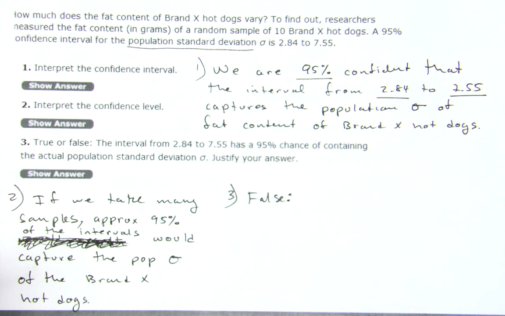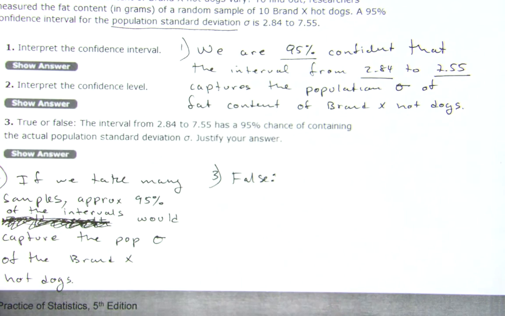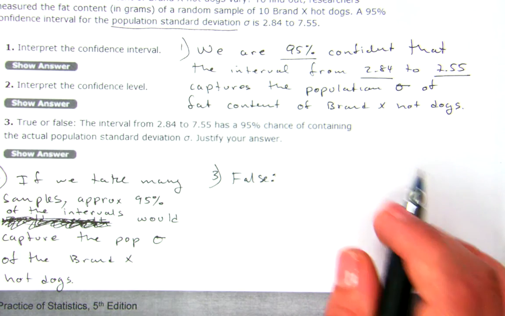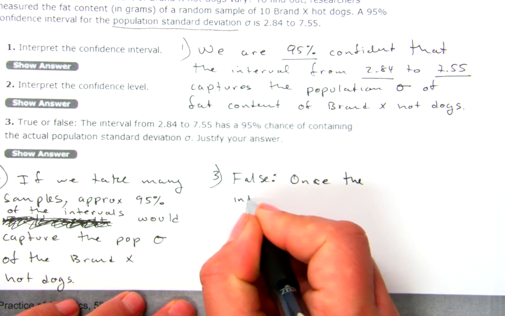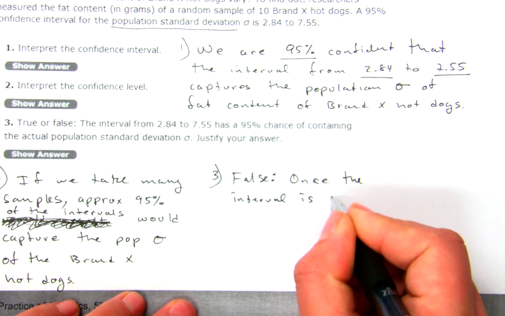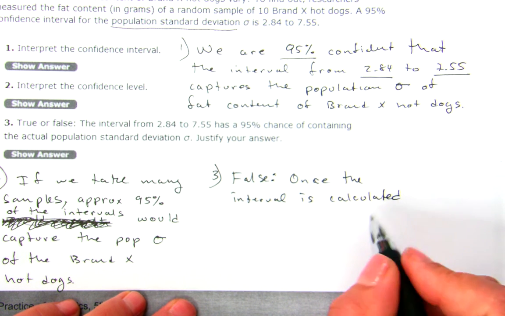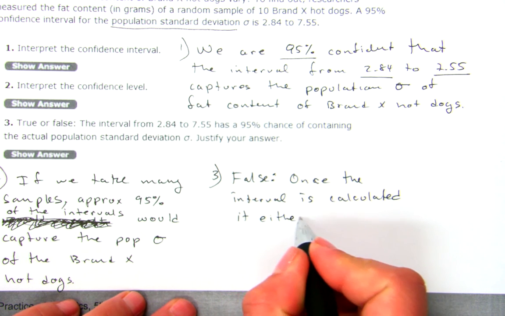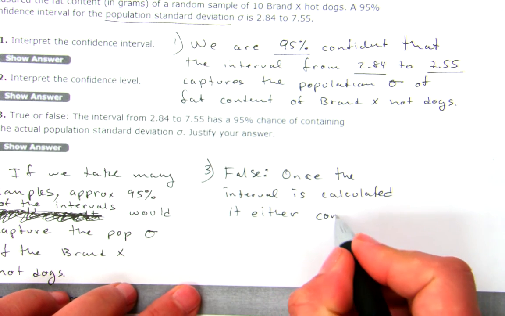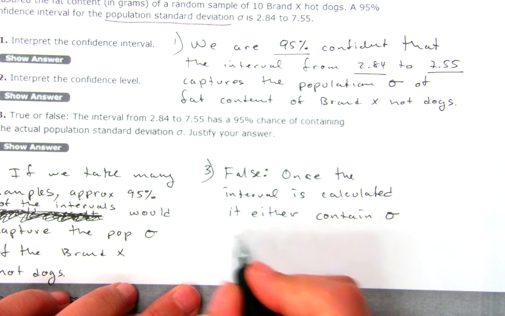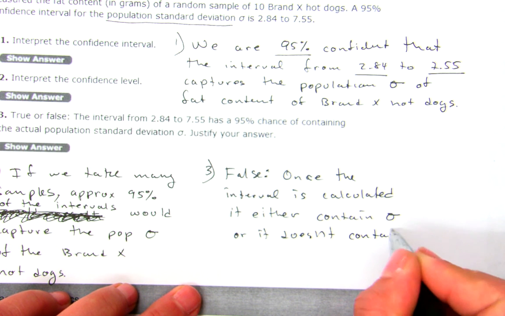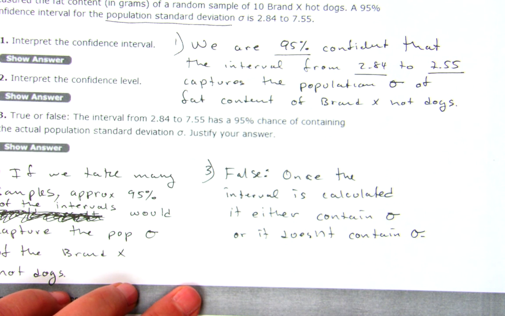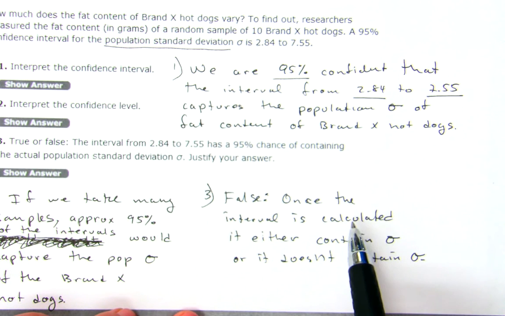I don't have the slide open. The only thing I can say to this one is it's false. Once the interval is calculated, there's really just two choices. It either contains the standard deviation that you want, or it does not. So once it's calculated, it either does or does not contain your standard deviation.